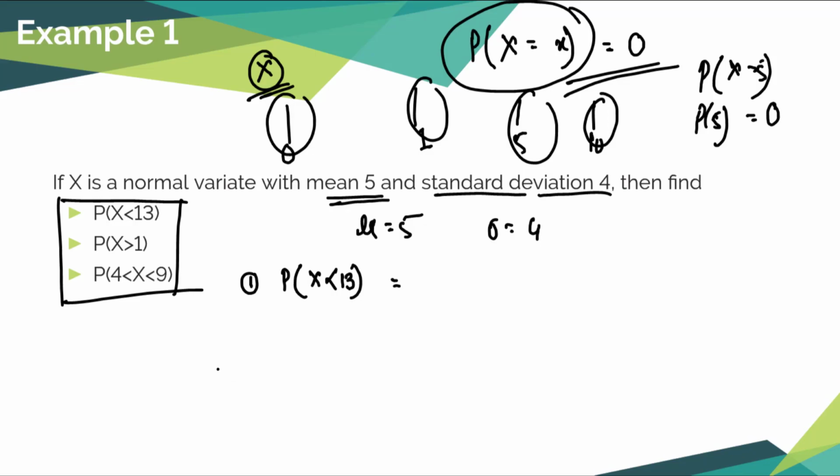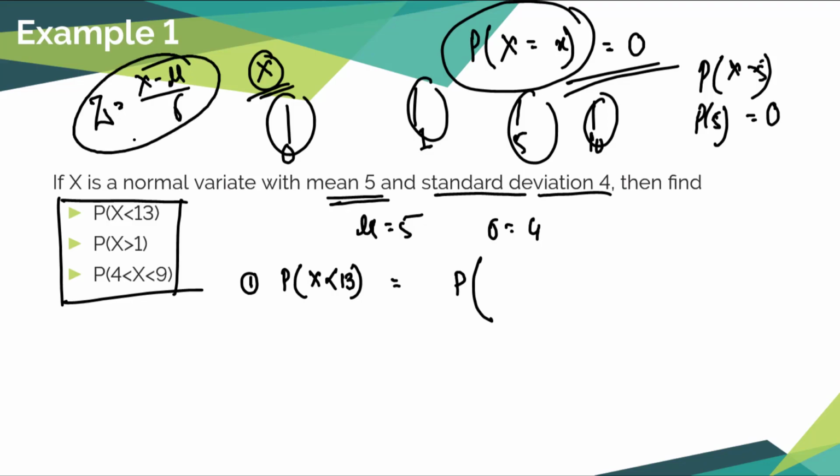Number 1, probability of x less than 13. This is equal to, in case of calculation for normal probability, we transform, this is in terms of normal distribution, we transform them in terms of standard normal distribution. And how we can do that? We will write probability of x. Now what is the mean? So z, the transformation was z equal to x minus mu by sigma. So we will do the transformation everywhere. So x minus mu. What is mu? Mu is given as 5. And what is sigma? Sigma is given as 4. Right? So we have subtracted the mean and divided by the standard deviation.